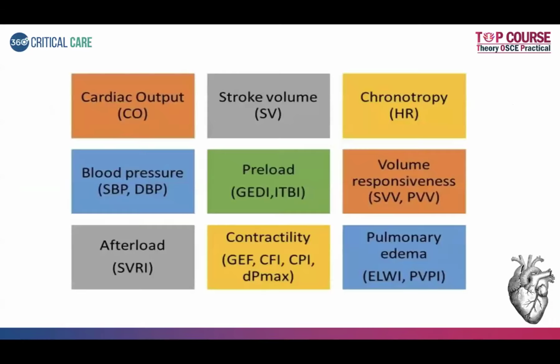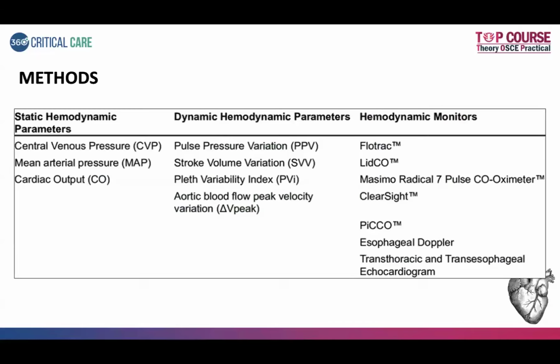So when we talk about hemodynamic monitoring, the common parameters which we monitor are cardiac output, stroke volume, and the common clinical parameters like heart rate, SBP, diastolic BP, MAP, or volume based indices, or pressure based indices, or it could be static indices, or dynamic indices, right? So these are all the common hemodynamic parameters which we normally use in ICU.